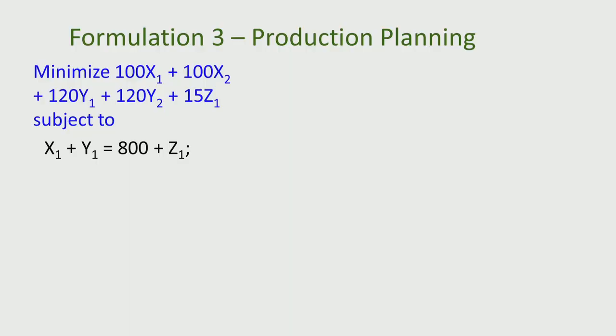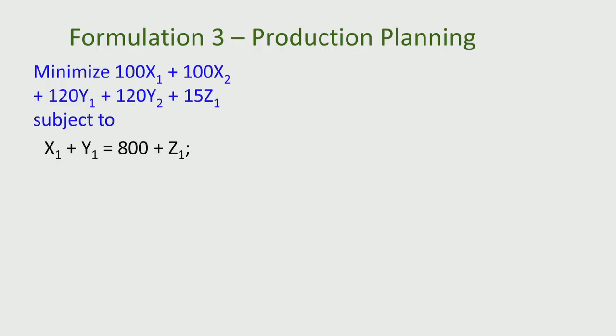There are 5 terms, 3 distinct costs: regular time cost for 2 weeks, overtime cost for 2 weeks, and cost of carrying the excess inventory from week 1 to week 2. Now, we look at the constraints. The first constraint is to satisfy the demand of the first week. So, this is written as x1 plus y1 equals 800 plus z1. 800 is the demand for the week which is to be satisfied. If we produce more than 800, the quantity z1 is carried to the next week.